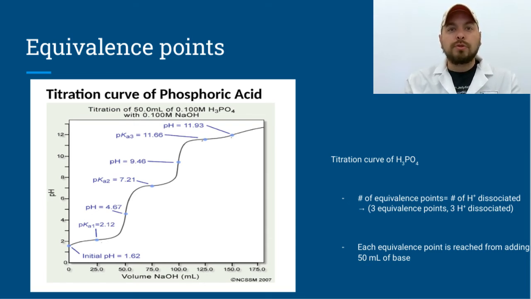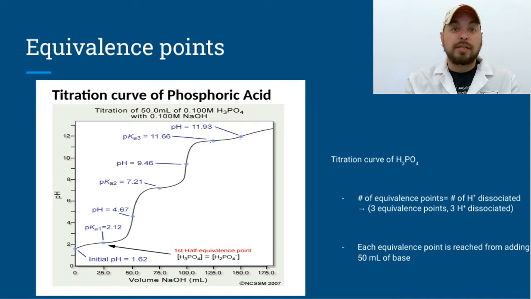The first neutralization that's going to happen is of the first acidic hydrogen. This is where H3PO4 is going to be neutralized into H2PO4 minus. When that happens, at halfway to the equivalence point, the concentrations of H3PO4 and H2PO4 minus are going to be essentially equal. This is our first halfway to equivalence point. That means the pH of that point, 2.12, is equal to the pKa of my first acidic hydrogen.